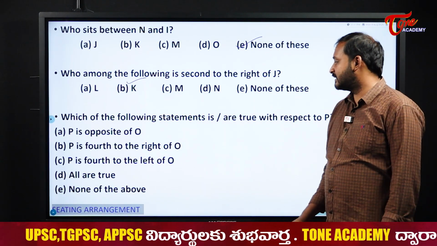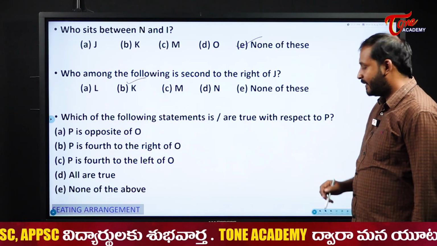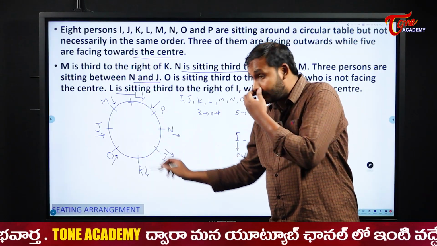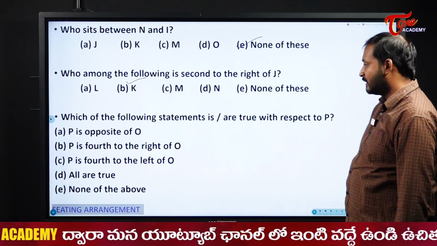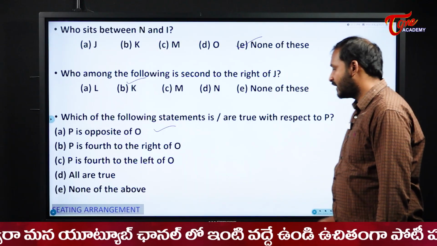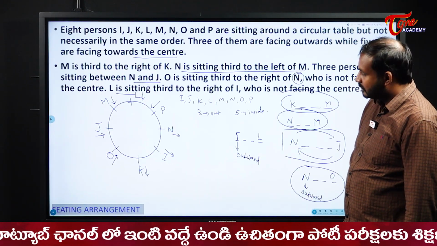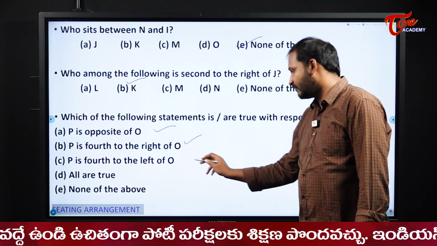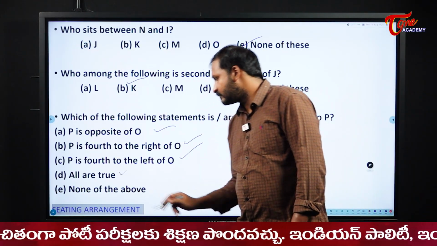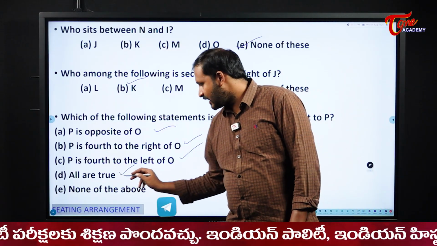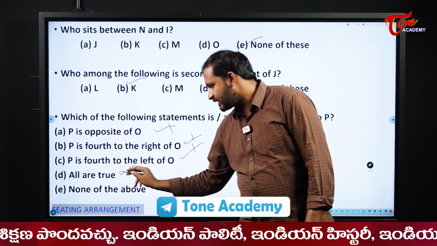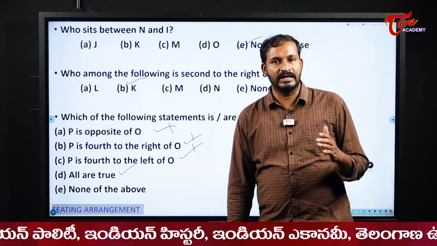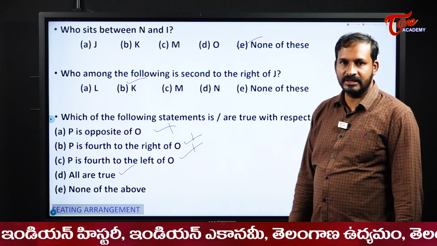Which of the following statements is true with respect to P? P is opposite to O. Yes, P is opposite to O. Okay, that is correct for us. The first one is correct. P is fourth to the right of O. We will try to check. Yes, that one is also correct. Fourth to the right of O. That is correct. P is fourth to left of O. That is also correct. So all are true. So here our actual answer becomes not these three. Our answer here becomes option D. Why? Because here all the three conditions are true. So here our answer becomes option D.